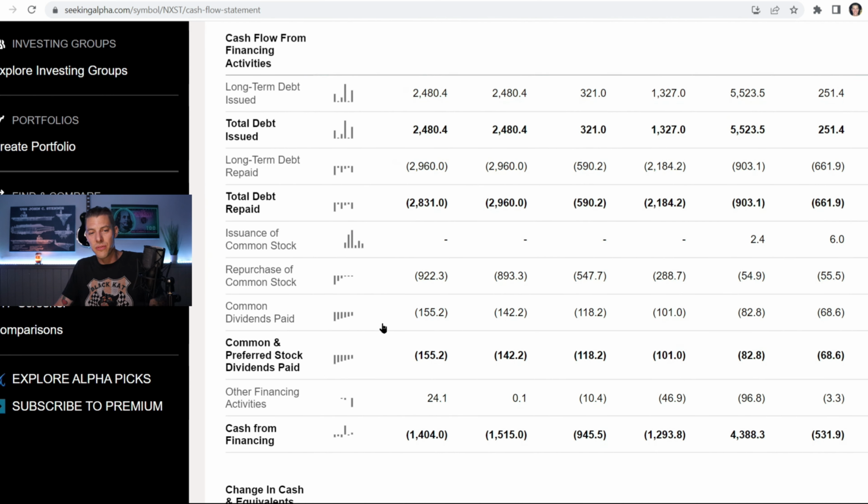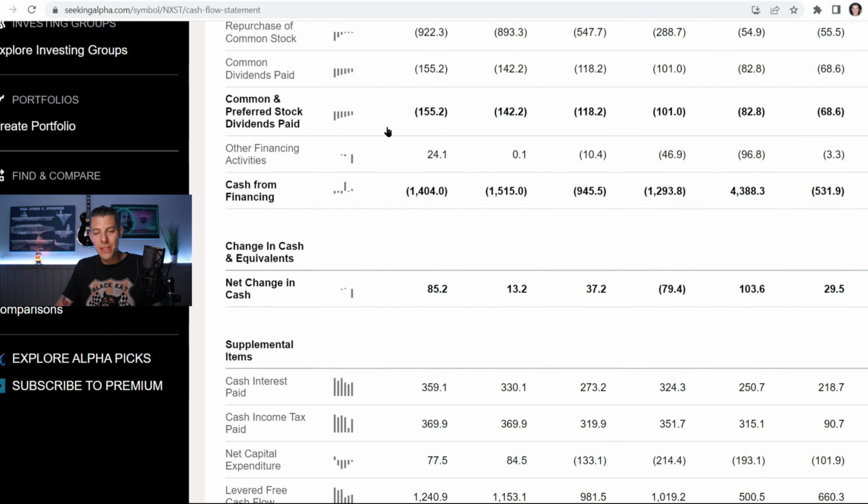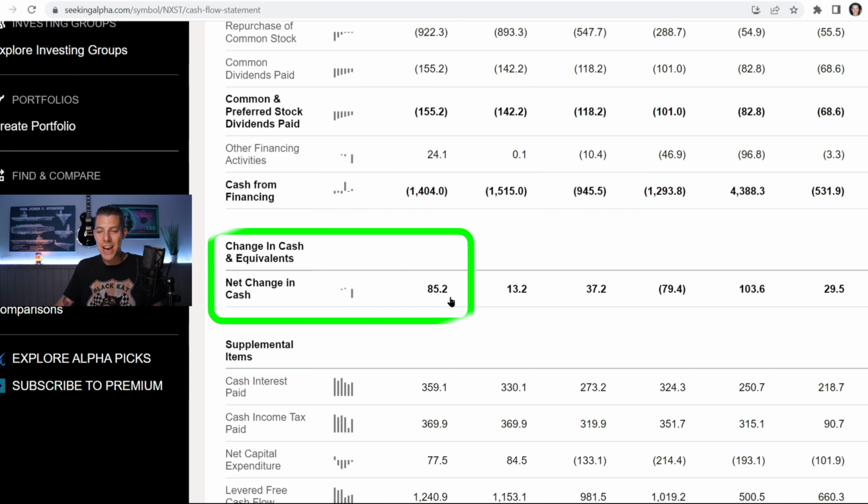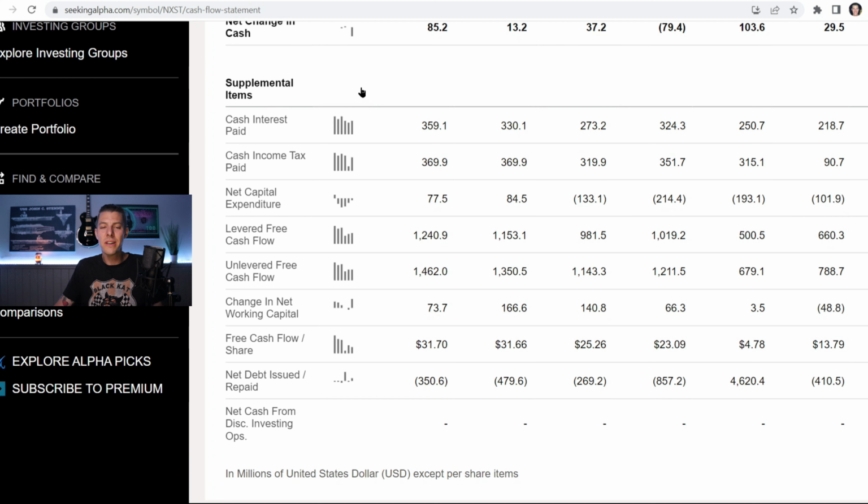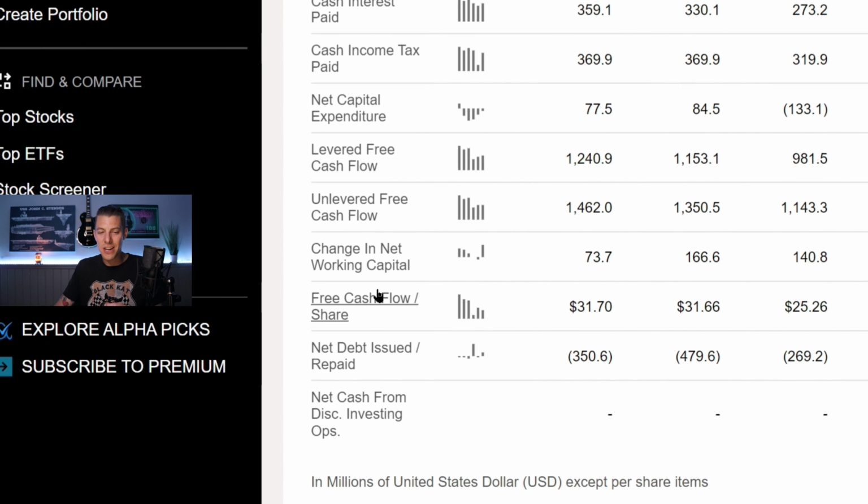And just all those different things for financing the business, which when we add them all together gives us the net change in cash. This is a number we'd like to see going up. It doesn't always, it's not an automatic negative for the business, but generally we'd like to see that number increasing in the net cash. And Seeking Alpha is so nice to also have supplemental items like they do for the other ones, which one of the things that I love, my favorite right here, is the free cash flow per share.